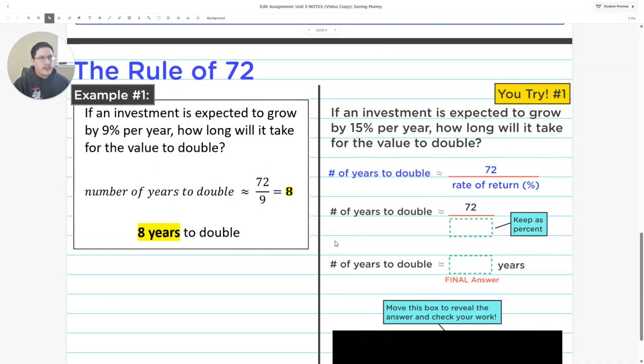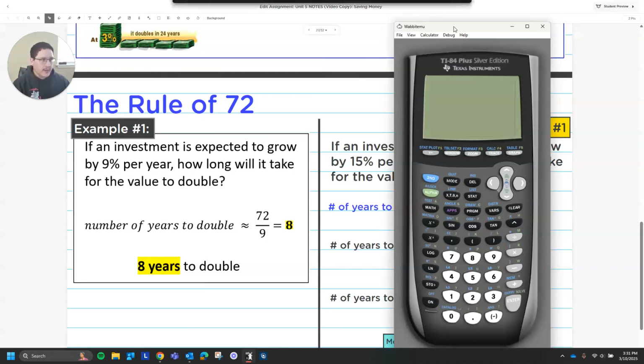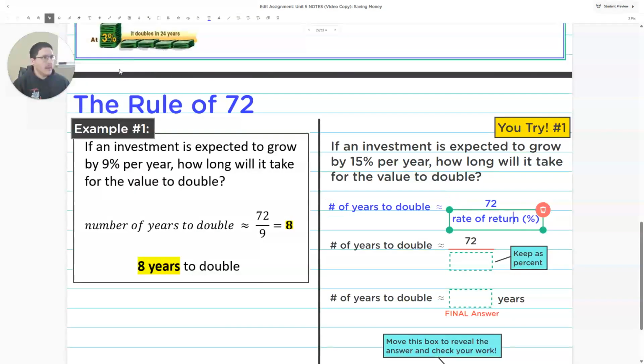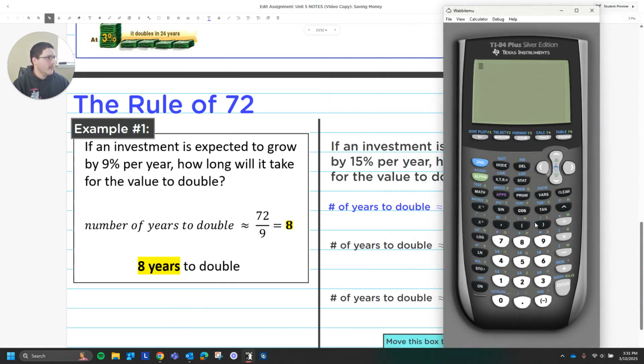So let's look at an example. Example 1. If an investment is expected to grow by 9% per year, how long will it take for the value to double? So using the rule of 72, we take 72 divided by 9. If you want, you could take out your calculator for it. 72 divided by 9, and we get 8. So this means it's going to take 8 years for an investment to double.